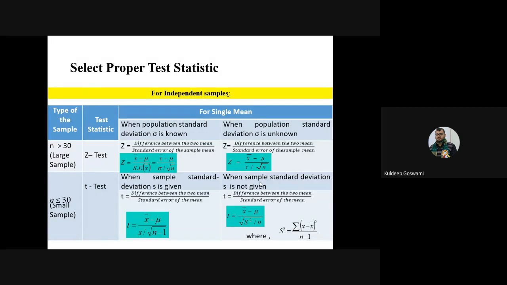These are some examples. When we have more than 30 sample size, then we have to use z-test, and for less than or equal to 30 we can use t-test. Now I directly go to SPSS.